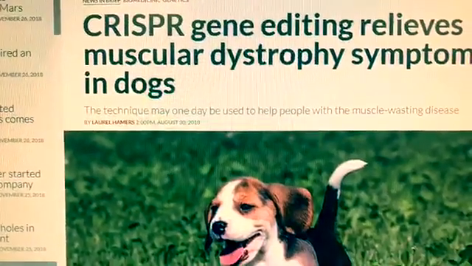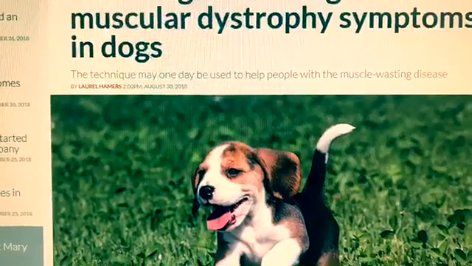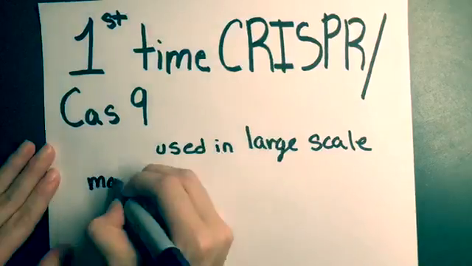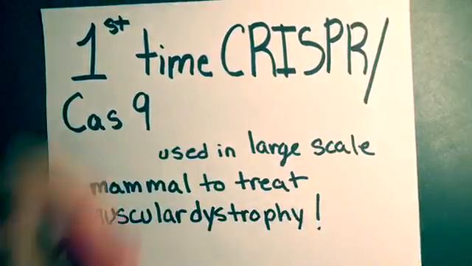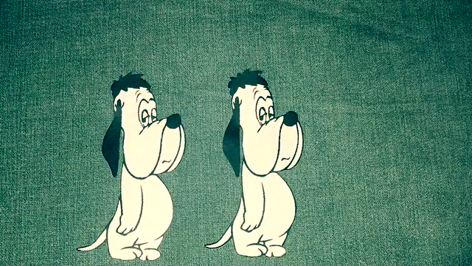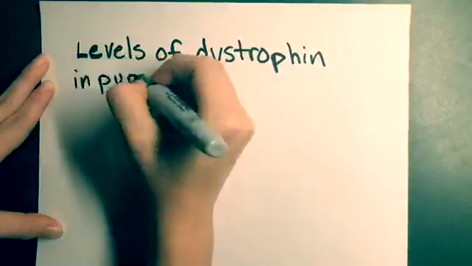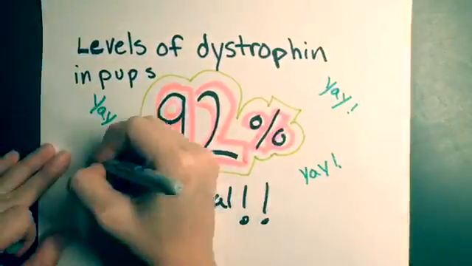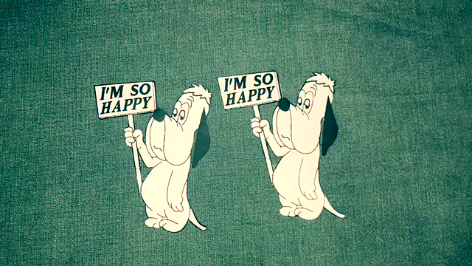Now we've learned the basic mechanics, and it's time to move on to the study. This was the first time that CRISPR-Cas9 system was used in a large-scale mammal to successfully treat muscular dystrophy. 2 one-month-old beagles were injected with a gene-editing product, and 8 weeks later, their levels of dystrophin were 92% of what would be expected in a non-mutated puppy, making this the most successful study to date.